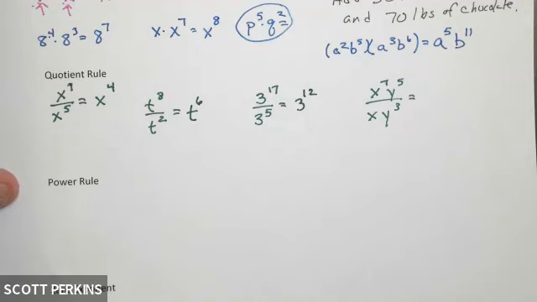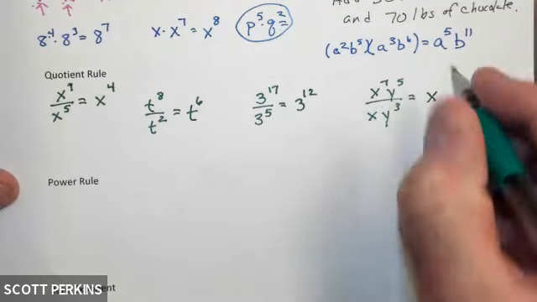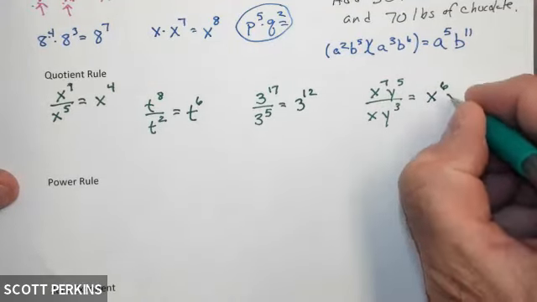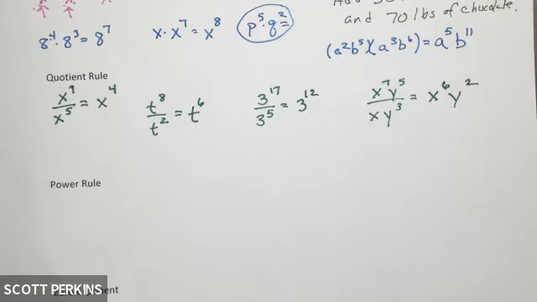It's good like that. And then last but not least, again, just like with multiplying, make sure that you keep each base in its own lane. So I've got x's. So I'm going to have x to the 7 minus 1 or 6. And then y to the 5 minus 3 or 2. And there's my quick review of the quotient rule. Anything uncomfortable about the quotient rule?